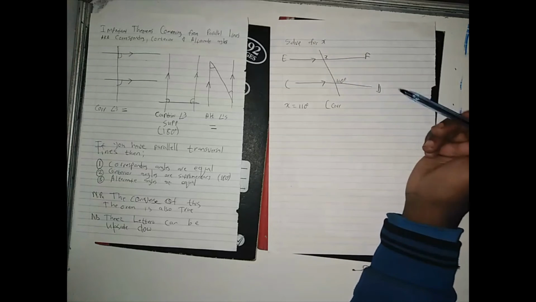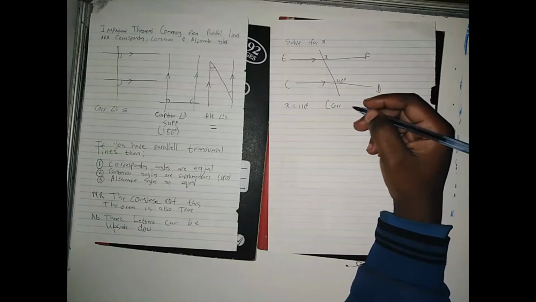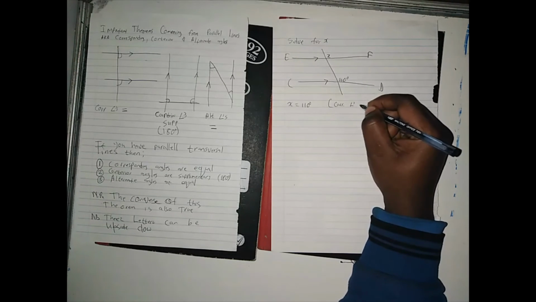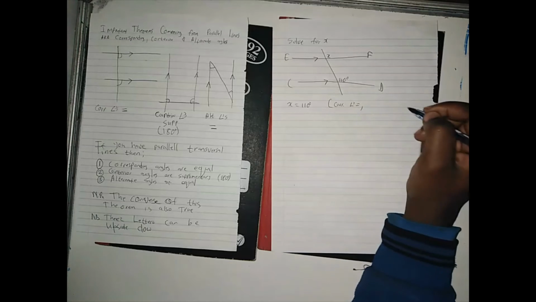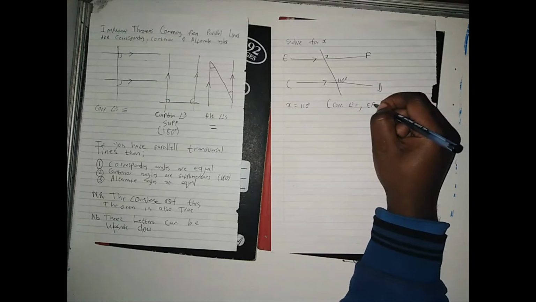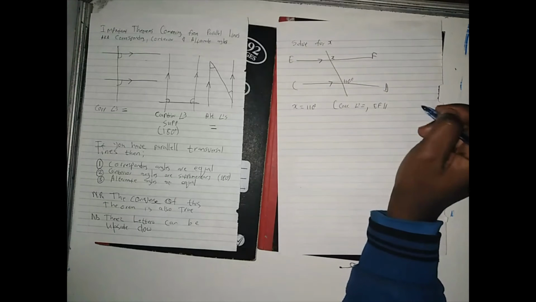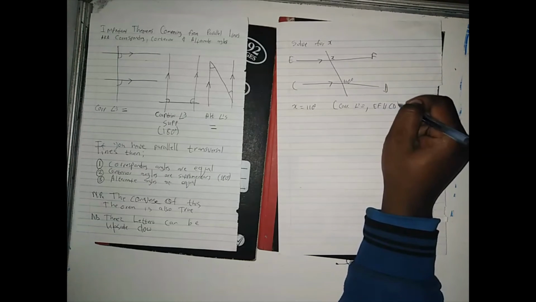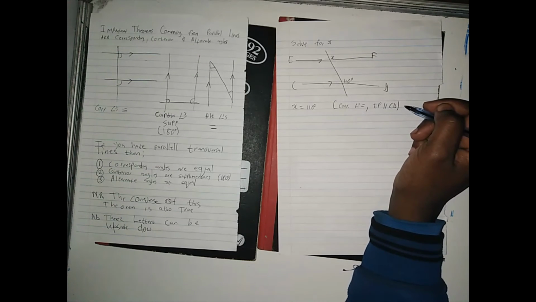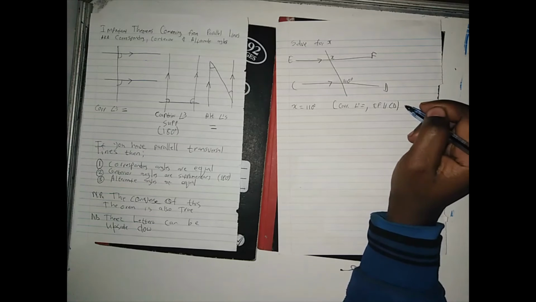So in this particular case, I can see very well this one and this one are corresponding angles, and the rule says corresponding angles are equal. So x is equal to 110 degrees. Corresponding angles equal since what? Since EF is parallel to what? To CD. So our reason has two reasons inside it. It's very, very important.